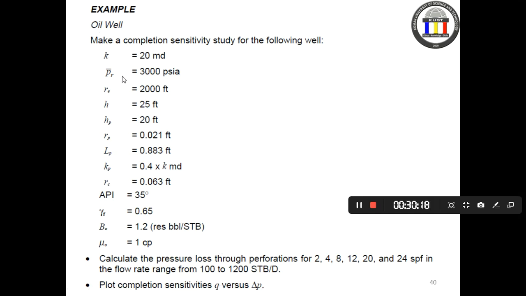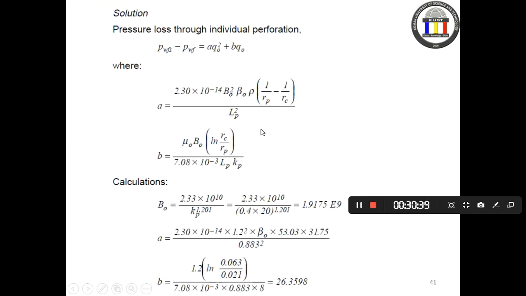So you have the data given: permeability, reservoir pressure, external radius, thickness of pay zone. This is the pay zone thickness. This is the total thickness. This is the production well radius. This is the perforation length. This is the permeability. So we have all the data. The fluid data is density, formation volume factor, viscosity, all data is given. We put it in the equation.